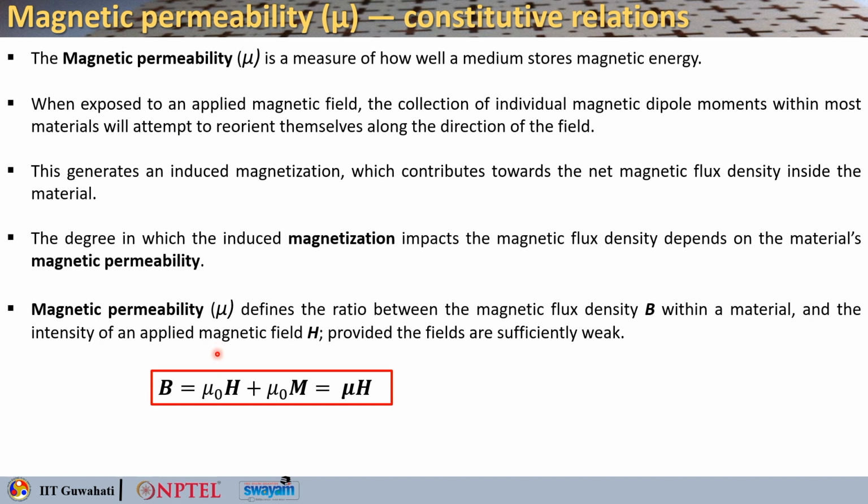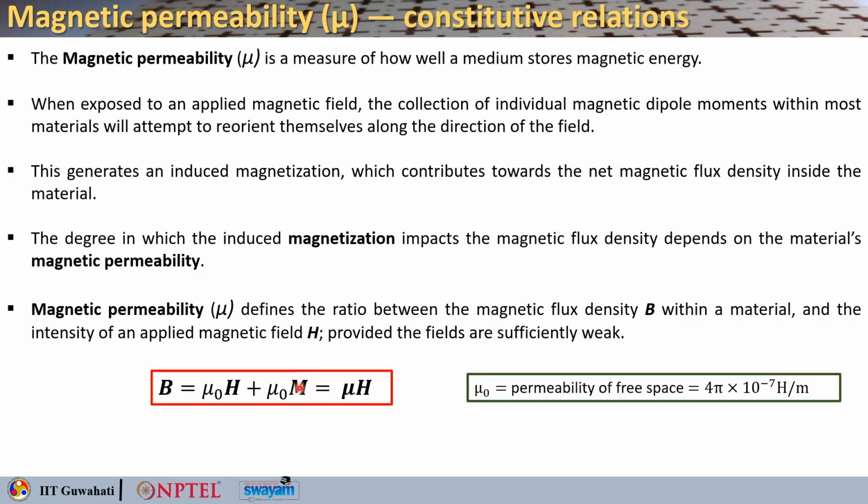So a more formal definition would be: magnetic permeability defines the ratio between the magnetic flux density B within a material and the intensity of the applied magnetic field H, provided the fields are sufficiently weak. So what does it mean? It means that B equals mu H plus mu naught M. So what is M? M is basically magnetization. And in most materials you will see that this is not happening.